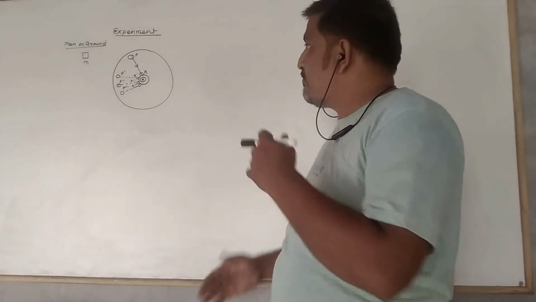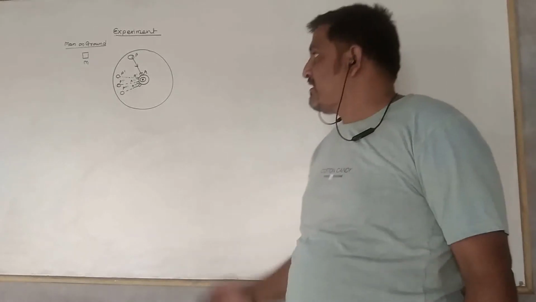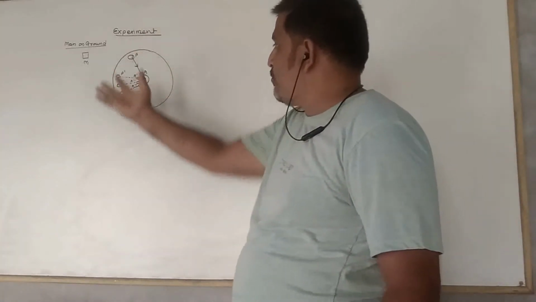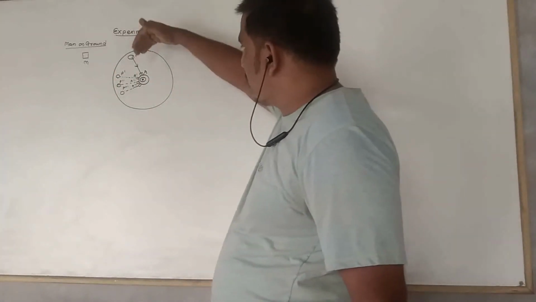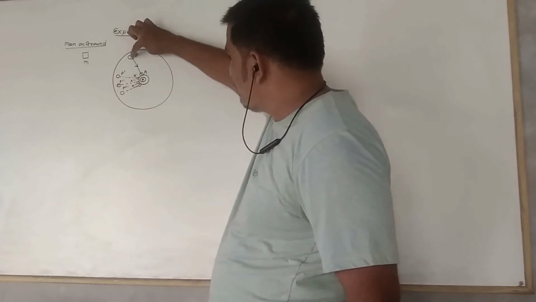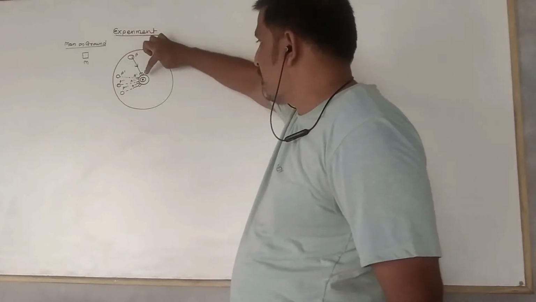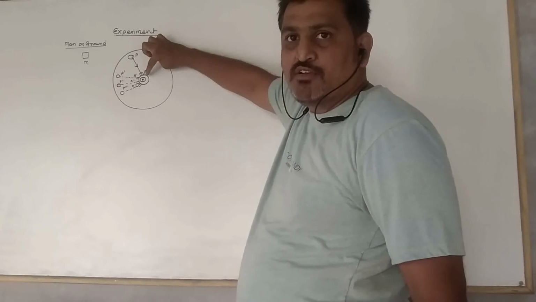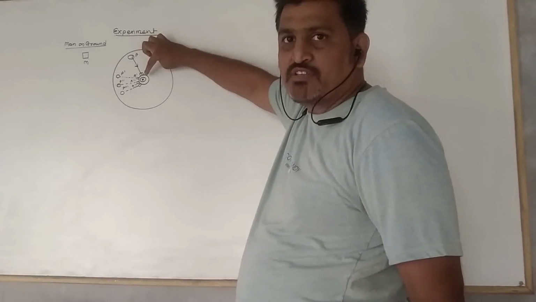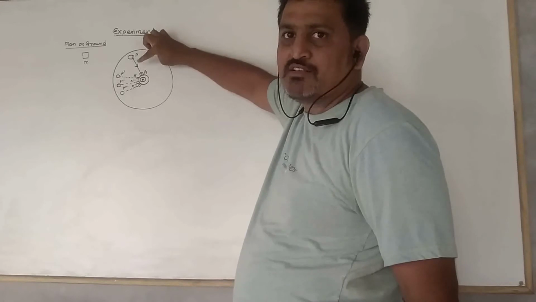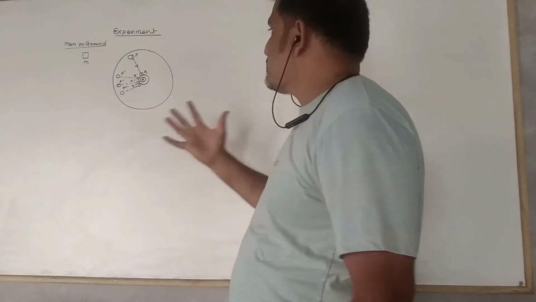Now we are going to discuss the experiment. Let's see that here a merry-go-round is there and one end of the string is tied to the ball, which is at the position P, and the other end of the string is tied to the center of the merry-go-round where the person A is standing. Now two persons are there.